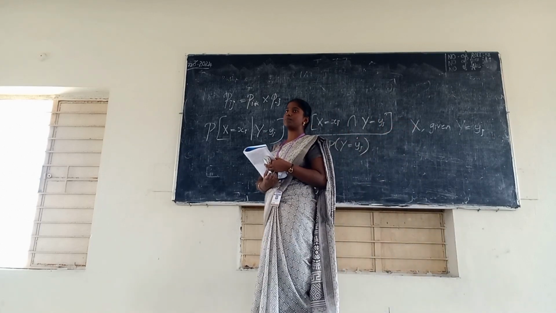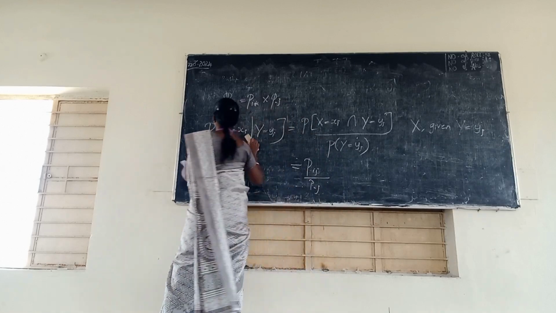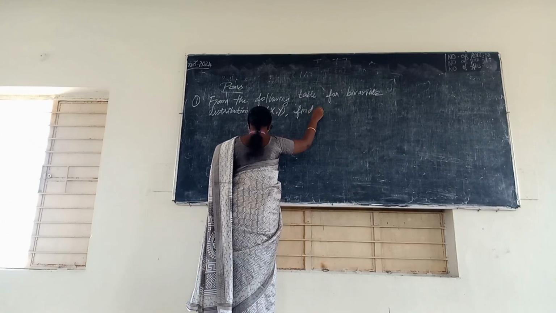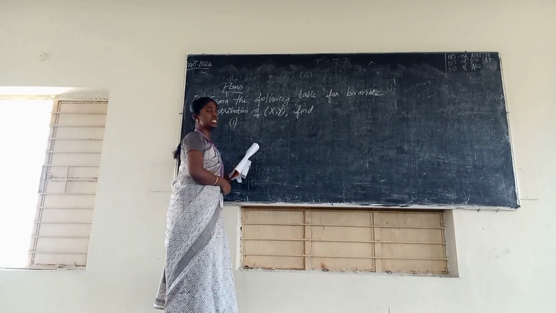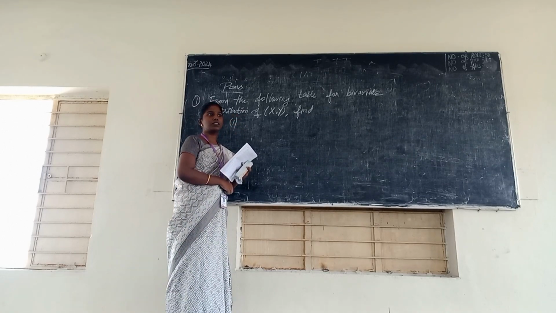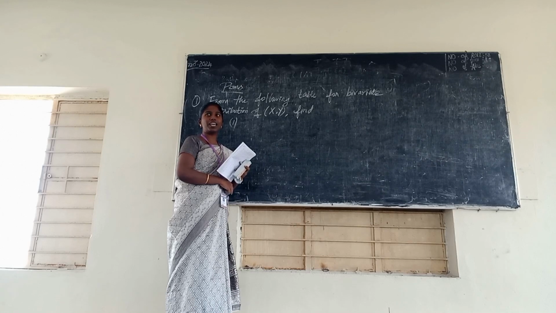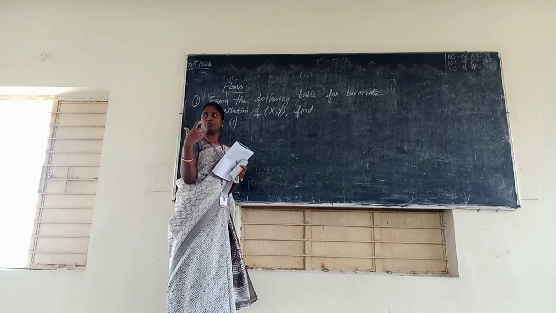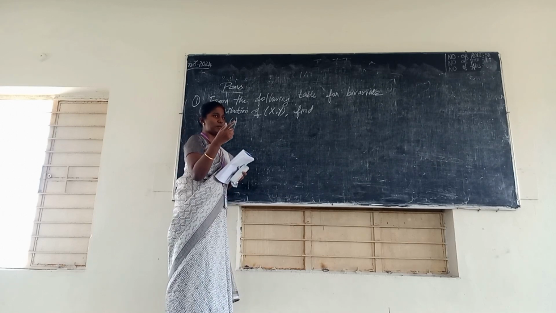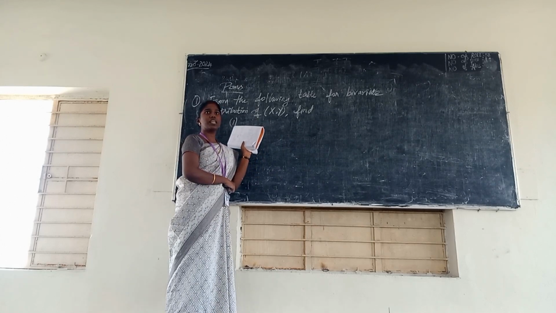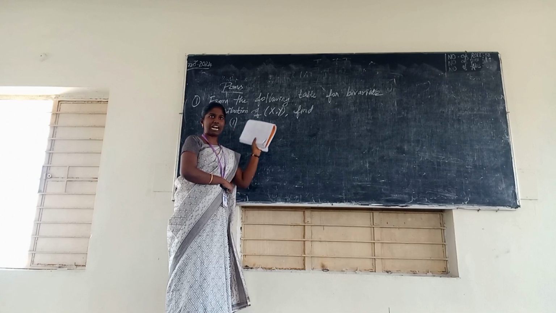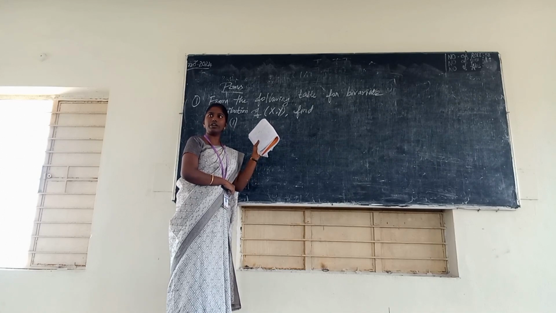Next problems now. What is the bivariate distribution? Two random variables. Joint probability distribution, just another name. Okay, don't get confused.